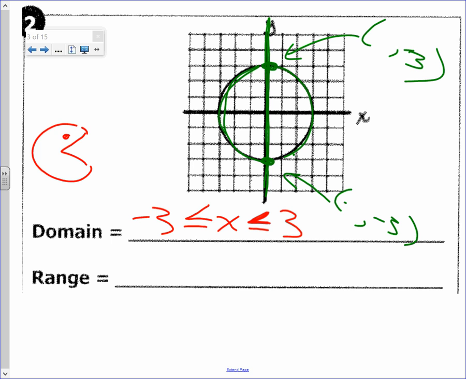So look at the way I'm going to write it. Y is greater than or equal to -3 and less than or equal to +3. That's it for today. We're going to continue this on Monday. Okay?